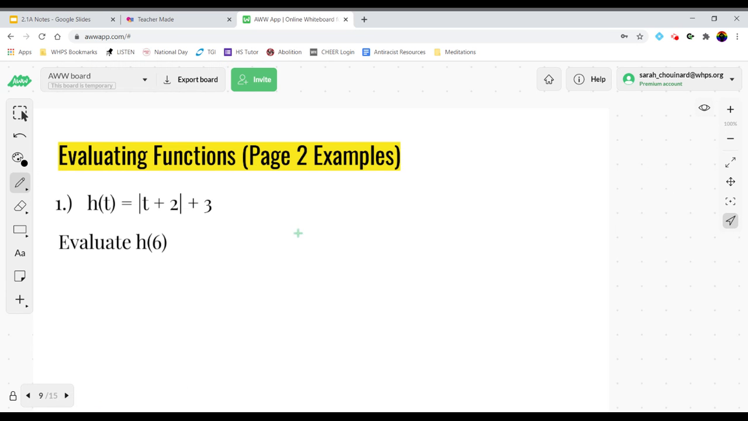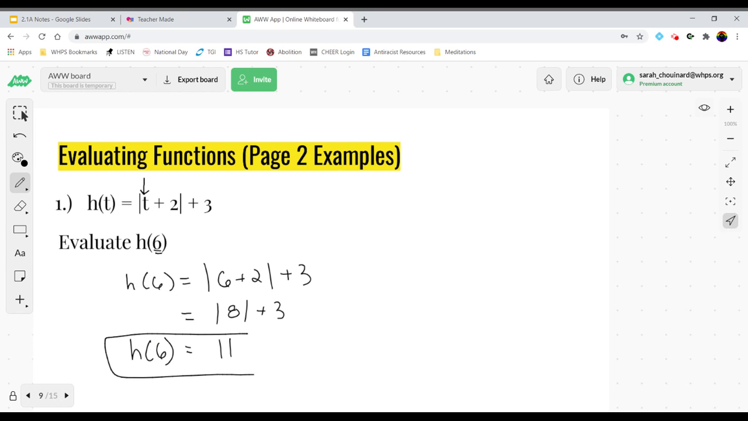So just a few more examples that, if you have the packet, are in there. So to find h of 6, 6 is my input. 6 is going to replace the variable. So h of 6 is equal to the absolute value of 6 plus 2 plus 3. 6 plus 2 is 8, so it's the absolute value of 8 plus 3. And the absolute value of 8 is 8, plus 3 is 11. So h of 6 is equal to 11. When 6 goes in, 11 comes out. Input, output.